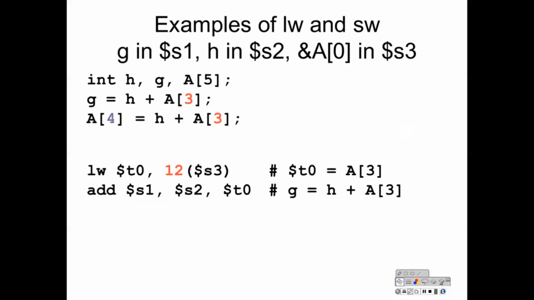So we add 12 bytes to the base register address of $s3 that stores the base address of the array A. So now $t0 is equal to the value of array A[3], and we can add that value, A[3], to the register value of H in $s2 and store it into $s1.